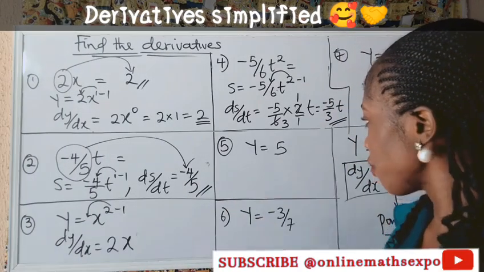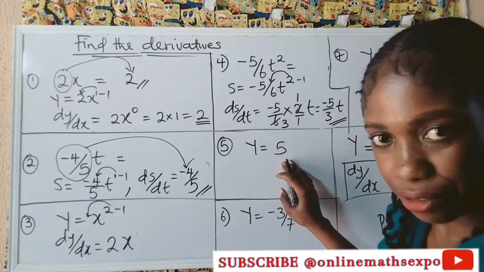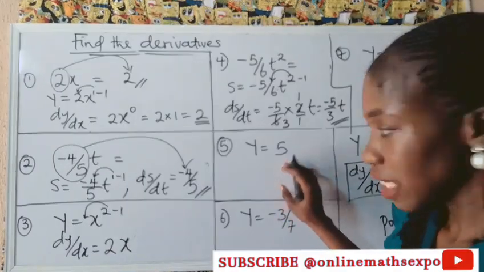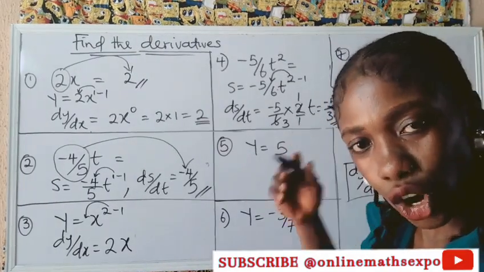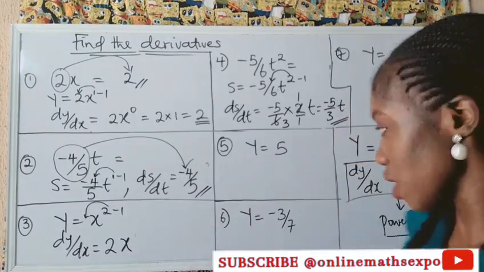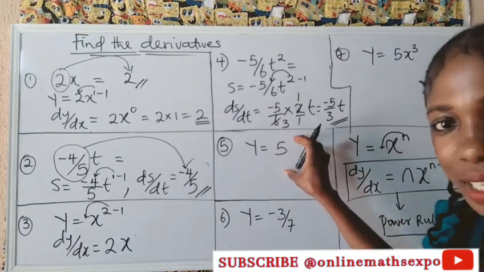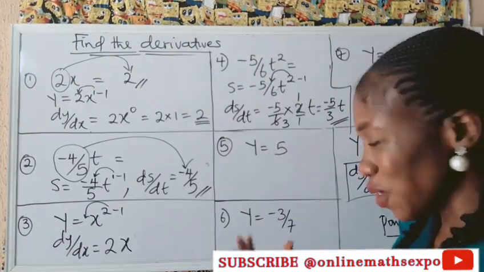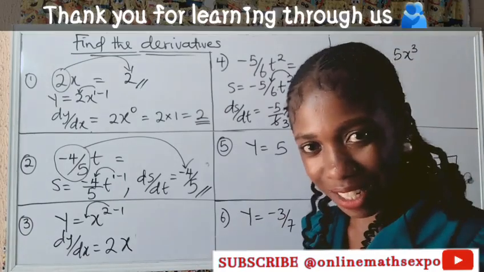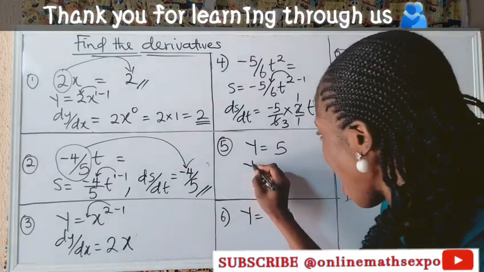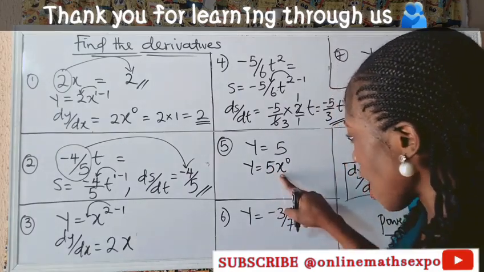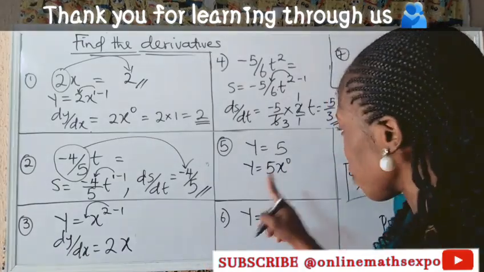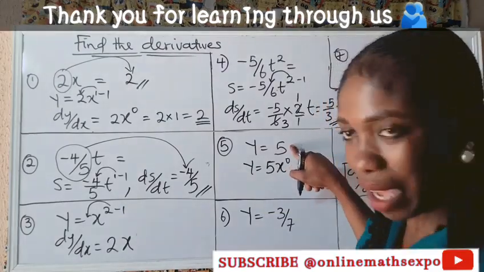Now for number 5, we are having y is equal to 5. What does it mean? This is a constant. So it doesn't have a letter or the unknown with which we are going to use the power rule on. But we can change this to something and we still do not make any mistake. Remember, y equal to 5 means 5x to the power of 0, because x to the power of 0 is 1, and 1 multiplies 5 will still give us back 5.